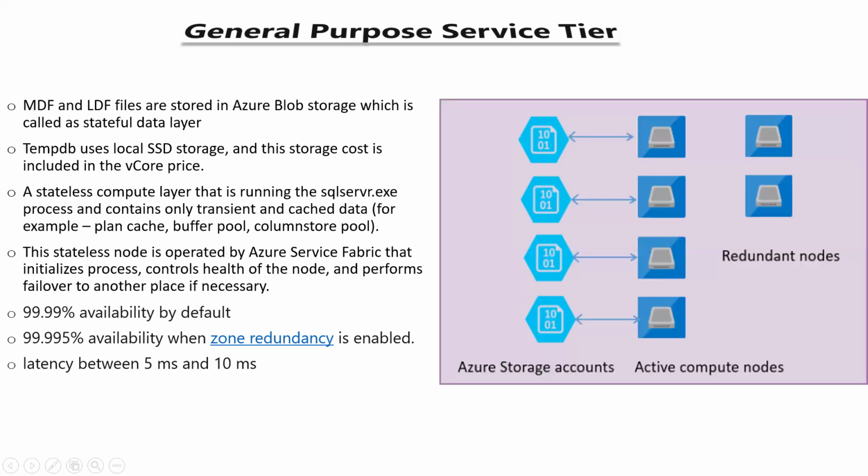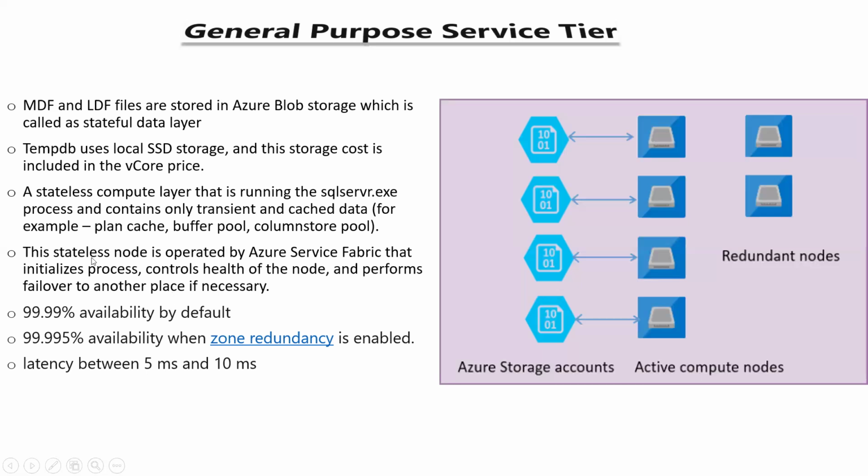All these things we cannot see physically. This is internal architecture. You just need to understand it. It will provide 99.9% availability by default. And if it is zone redundancy, that means if you select the redundancy, then they can provide 99.995%. And latency here is 5 to 10 milliseconds, as we have seen already.